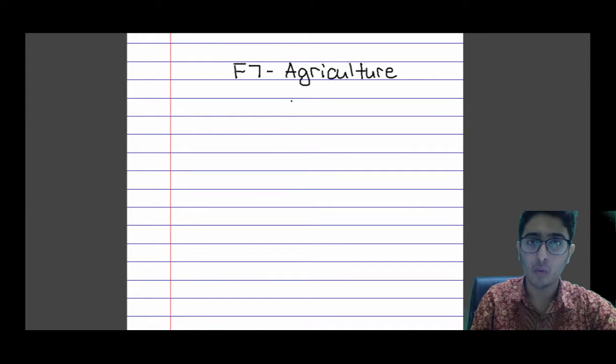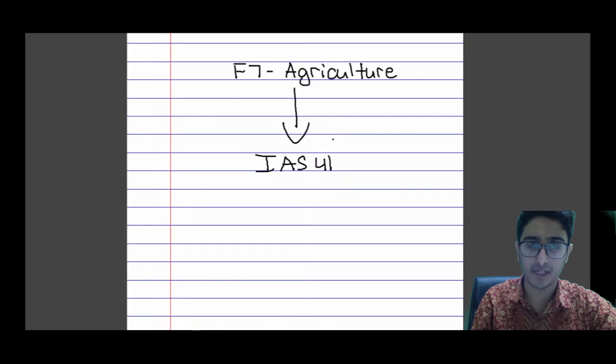Hello everyone, welcome to the subject F7, and today we will be learning about agriculture. Now, agriculture is probably one of the newest things which have been introduced to the subject F7. Agriculture falls under IAS 41. When it comes to agriculture, there are very important definitions which we will have to learn. So let us first start it off with that.